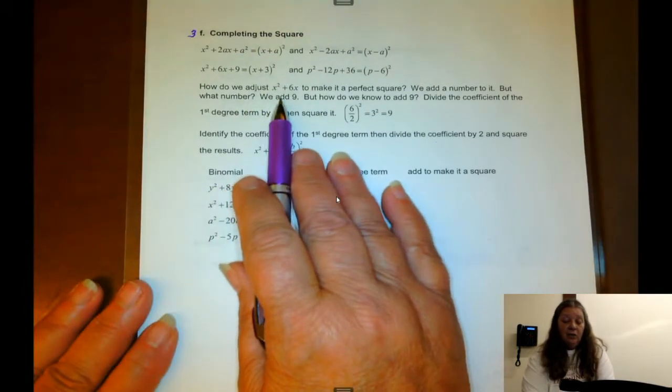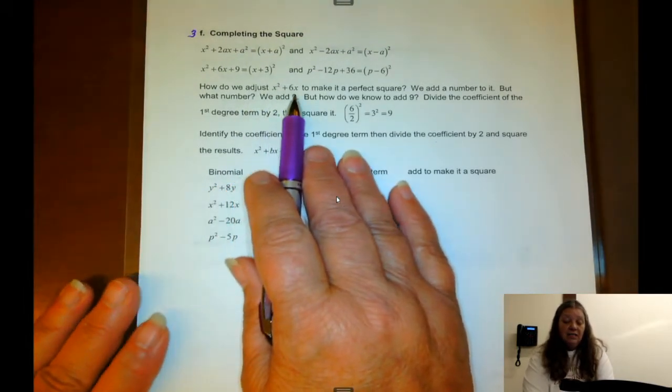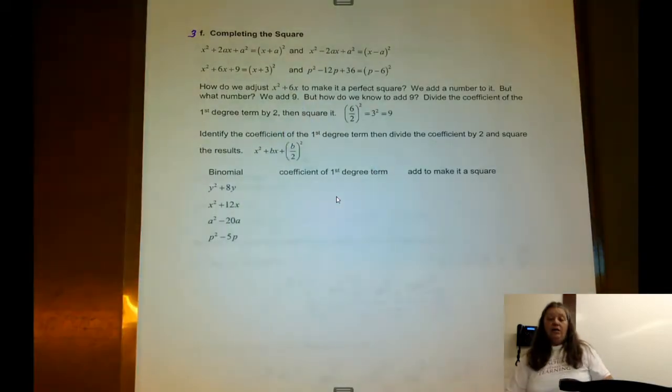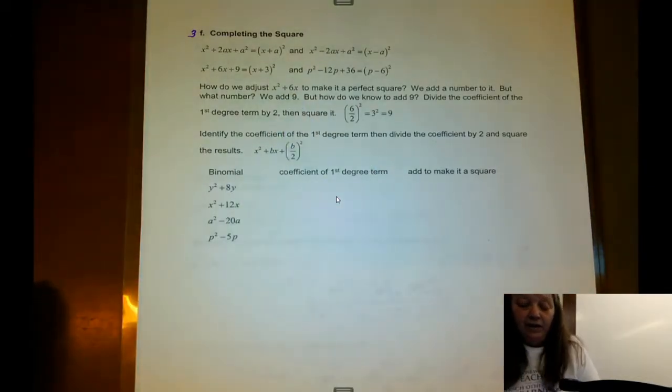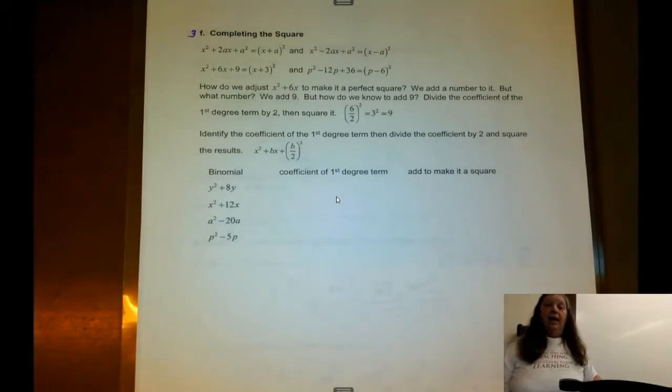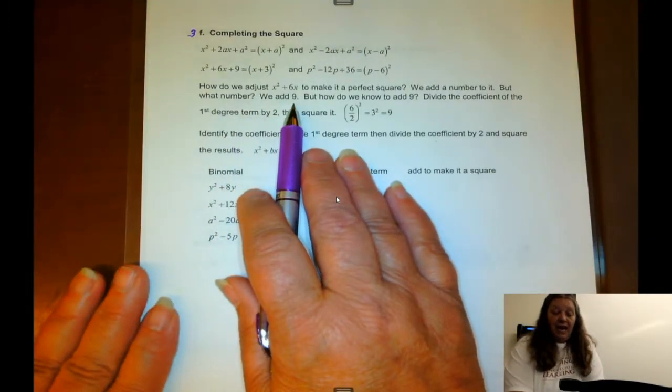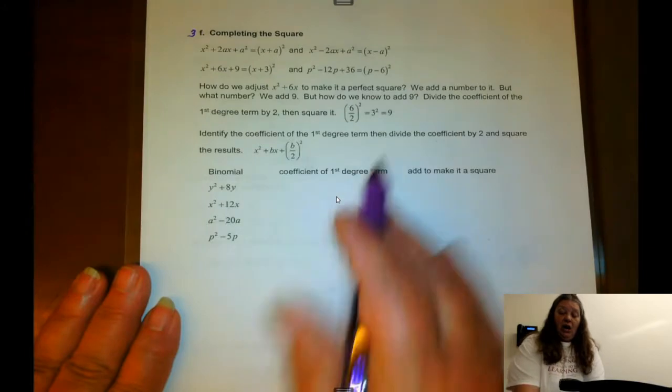So how do we adjust if we only have an x squared plus 6x? What do we do to make it a perfect square? Well, we have to add a number to it, because if it's a perfect square, it has 3 terms. It's a trinomial. But we have to figure out what number. Well, in this case, we're going to add 9, but how do we know?